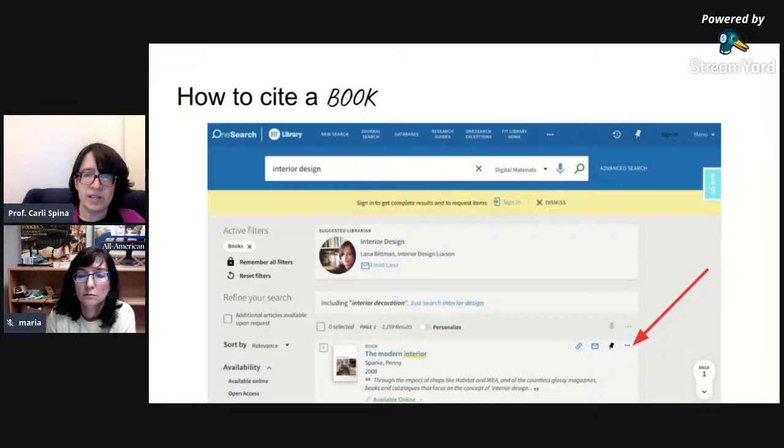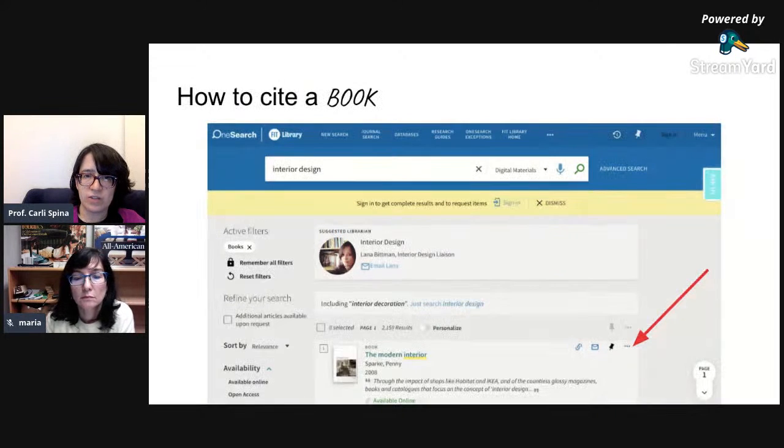Now, if there aren't any questions, we can continue into talking about how to cite books. So many of you have probably used OneSearch in the past, but I wanted to talk about some of the features that it does have available to you that can help you with citations.